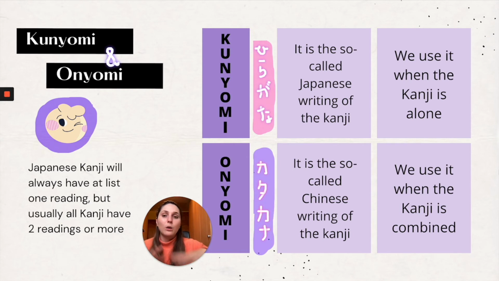So this is how, in a big picture, the kunyomi and onyomi work. It's just the name, the kunyomi and the onyomi. The kunyomi would be the name referring to the Japanese reading, or the reading when the kanji is alone or making a verb, and then the onyomi would be the so-called Chinese reading, used when the kanji is combined. Also, the kunyomi is usually written in hiragana when you check on the internet or in a Japanese learning book, and the onyomi will be written in katakana.